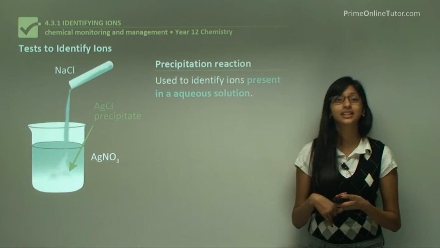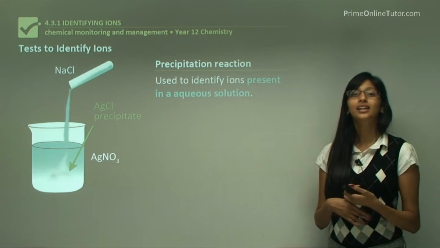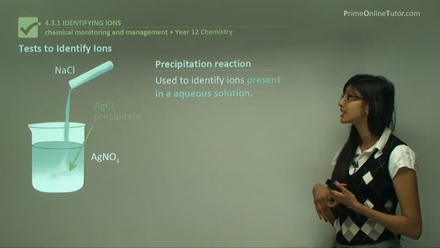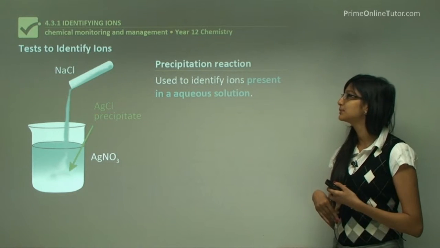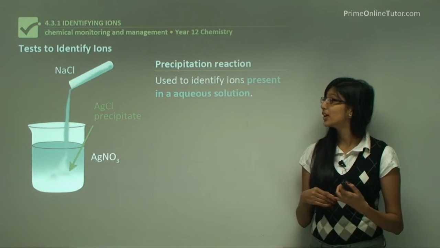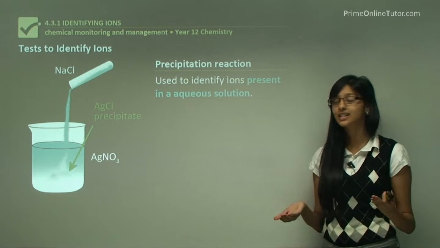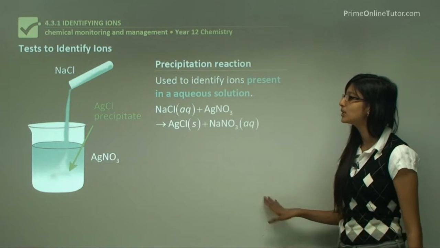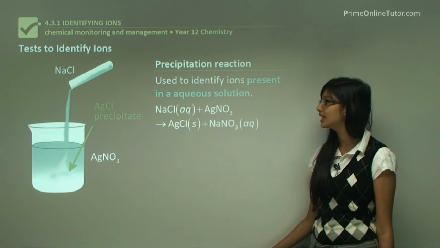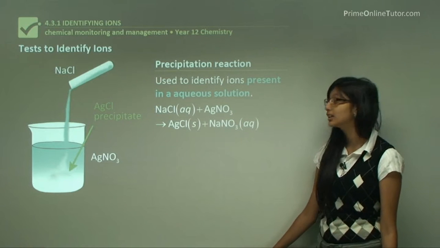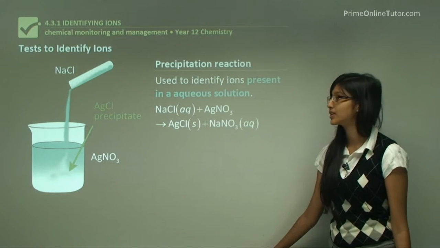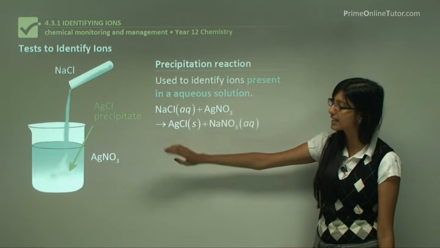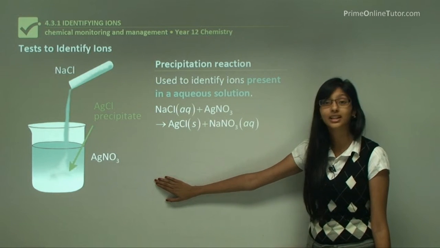So our first test would be precipitation reaction. Now what is a precipitation reaction? A precipitation reaction can be used to identify ions present in an aqueous solution. So your solution must be aqueous, otherwise you cannot use a precipitation reaction. For example, you have an aqueous sodium chloride solution and you add that to an aqueous silver nitrate solution. So in that test tube you can see you have a liquid sodium chloride solution and you're adding that to your silver nitrate solution in the beaker.